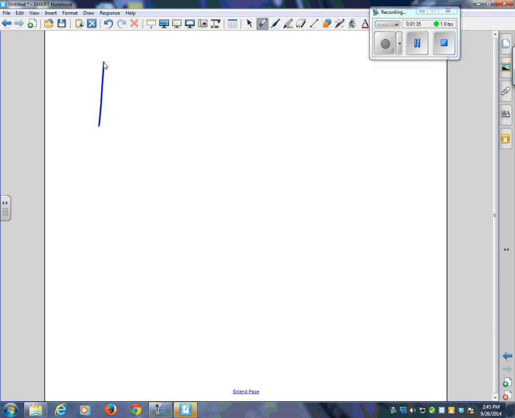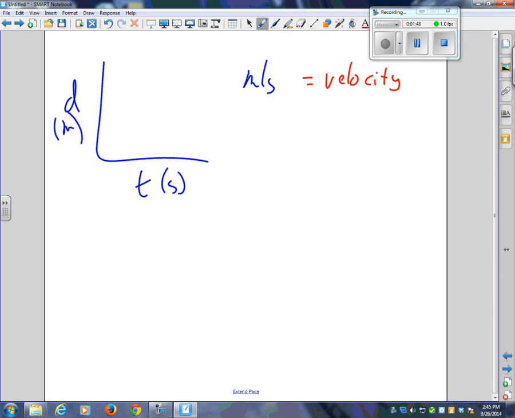There was the odd person that had the distance and the time backwards. It's meters and seconds, so your unit of slope is meters per second. And what is the meaning of the slope? I was looking for the word velocity, but I accepted speed. It's the speed. It's how fast it's going. Draw the line of best fit. You got a mark for doing this.